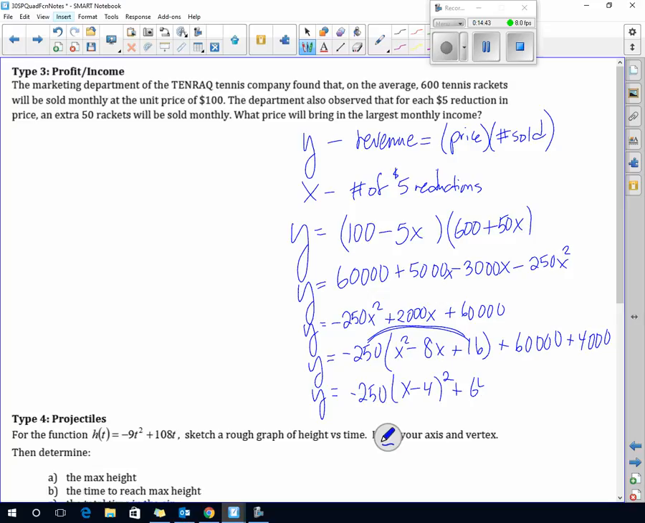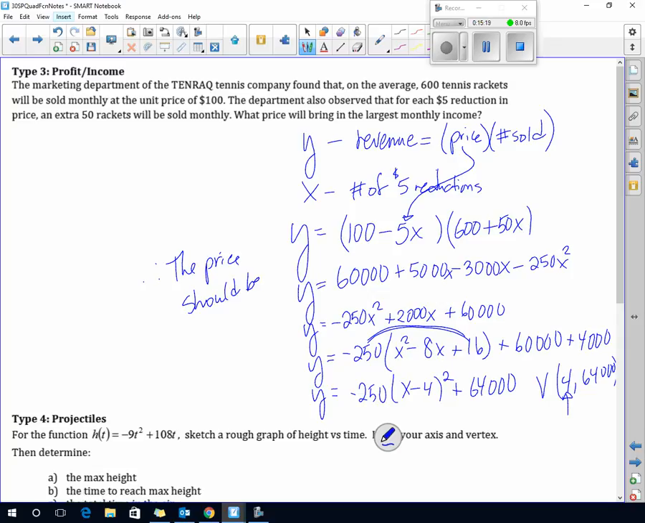What price will bring the largest monthly income? So what does this x tell you? Yes, it's the number of $5 reductions. So there's 4 $5 reductions. So remember the price was my first bracket there. Yes? So it would be $80 then. Therefore, the price should be $80.